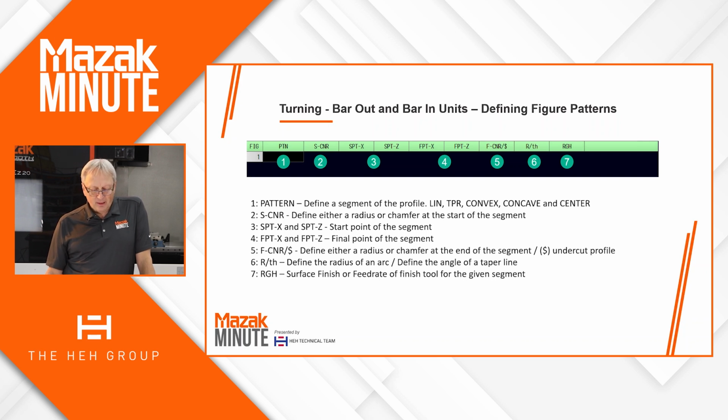FPTX, FPTZ is the final point segment. Number 5, finish corner slash the dollar sign. Here we have the ability to define a radius or chamfer at the end of this segment, as well as the dollar symbol, which is an undercut profile. If we did have a taper or an arc, the R slash or hyphen theta is going to define the radius of an arc or define the taper line. Roughness is going to be the surface finish or feed rate of the finish tool for that given segment.